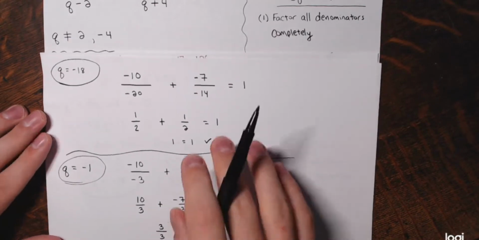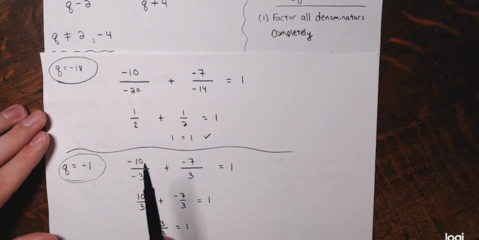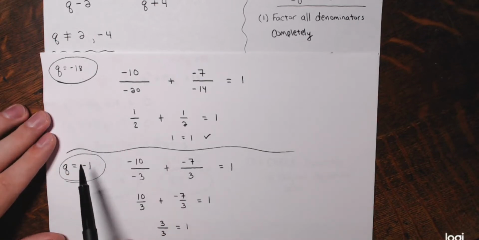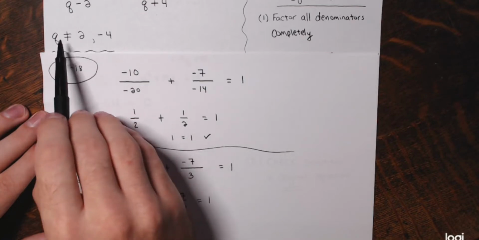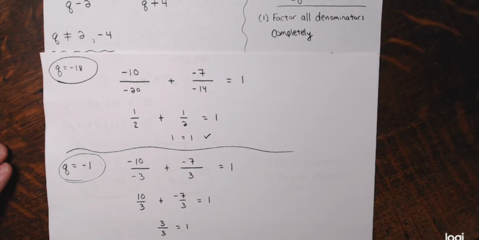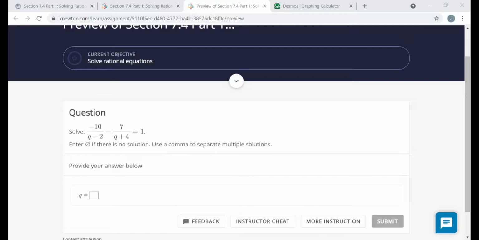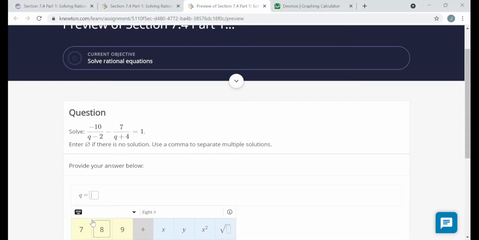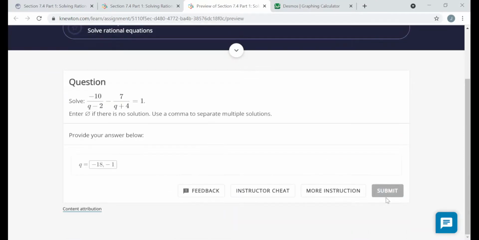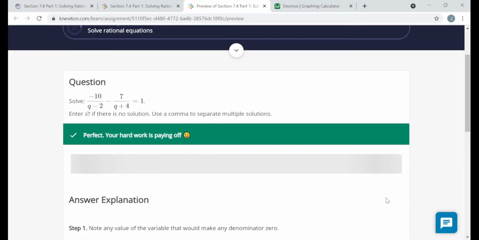Once again, though, if you're working through and you know for a fact you did everything correctly, if the values you find are not those unallowable values from step 2, they should work. So back in the assignment, I'm entering the values of Q that make this equation true, and it said put a comma between multiple values. One of those was negative 18, comma, the other one was negative 1. And submit. Wonderful.